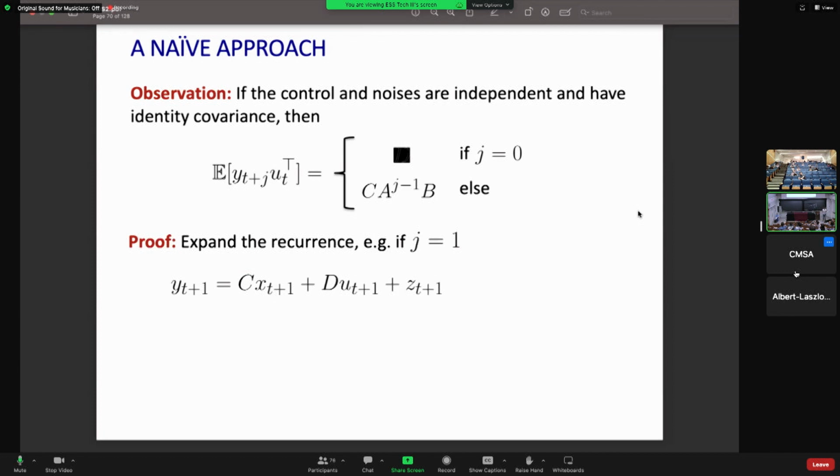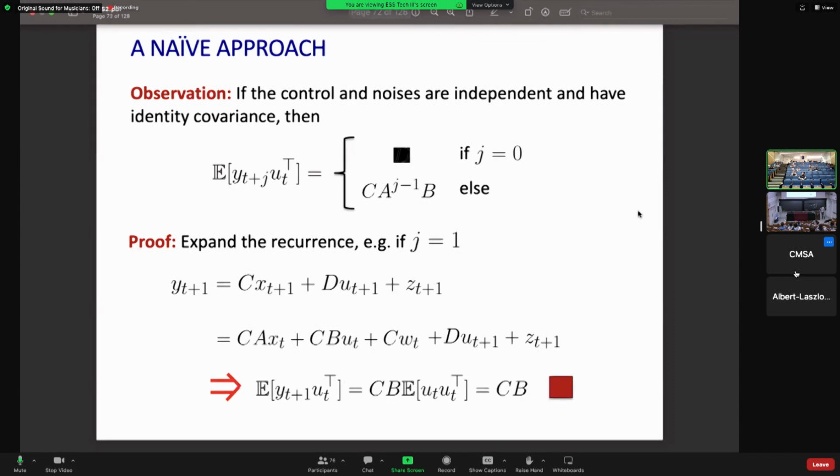So what can I do? I just unravel the recurrence. Let me try it out for j equals 1, when I'm looking at the covariance between y_{t+1} and u_t. I can take my defining equation for a linear dynamical system. And now I want to figure out where the u_t's are in this expression, so I unravel the x_{t+1} and use the second defining equation. And I get this mess of an expression with 5 terms. But thankfully, the covariance against u_t is 0 for all but one of them. The only thing that has a non-zero contribution is the part where u_t shows up. And if I've assumed that the covariance of the noise is the identity, I pick out exactly the CB matrix, the first non-trivial Markov parameter, as my expectation.